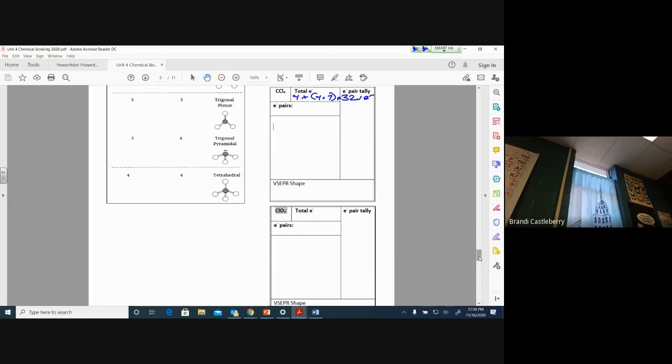Now, again, I'll break it down into pairs. So 32 divided by 2 would be 16. So I have 16 pairs. That's what we'll start with. 16 pairs of electrons. Second rule says pick the one that's going to go in the middle.